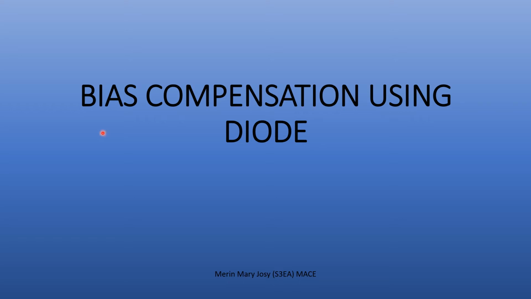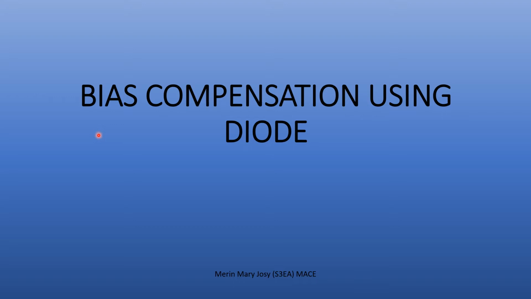Today we're going to discuss bias compensation using a diode. So what is the reason why we need to bias a circuit? We know that the Q point, that is the quiescent point, is unstable. That is, the change in temperature as well as inherent variations seen in a transistor can affect the position of the Q point. It can slip back and forth.